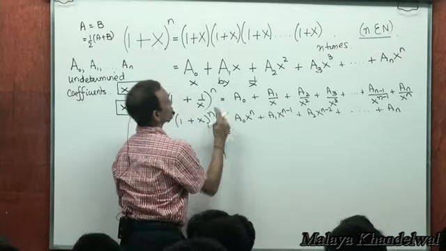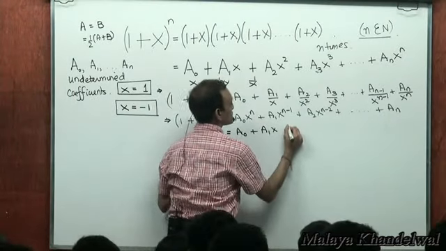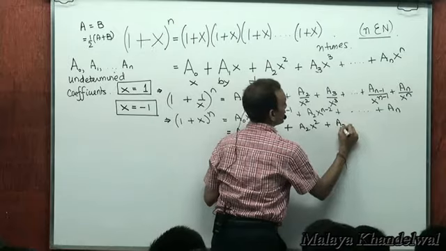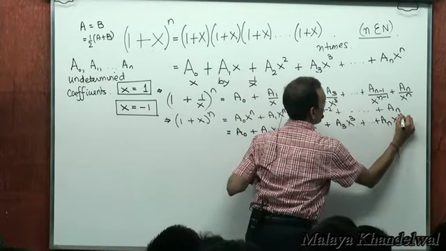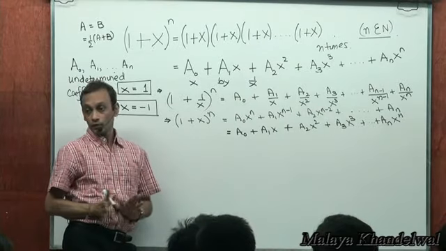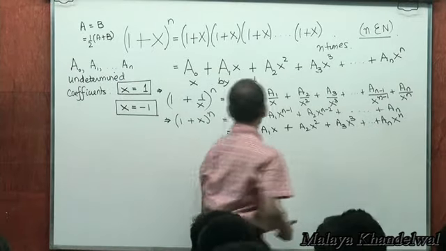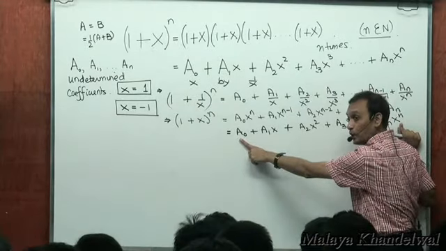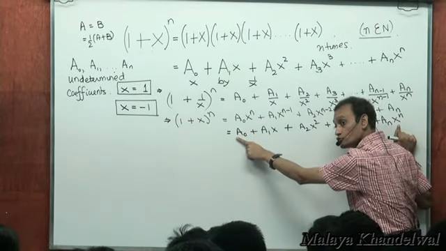So this is also equal to a naught plus a1x plus a2x squared plus a3x cubed plus up to anx power n. Yes or no? Right? Isn't it? That means this polynomial is identical to this polynomial.